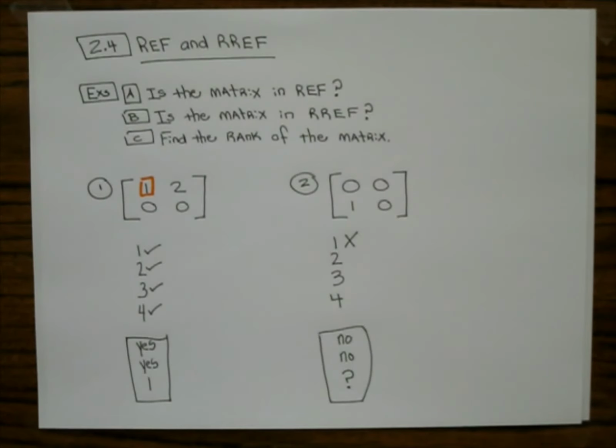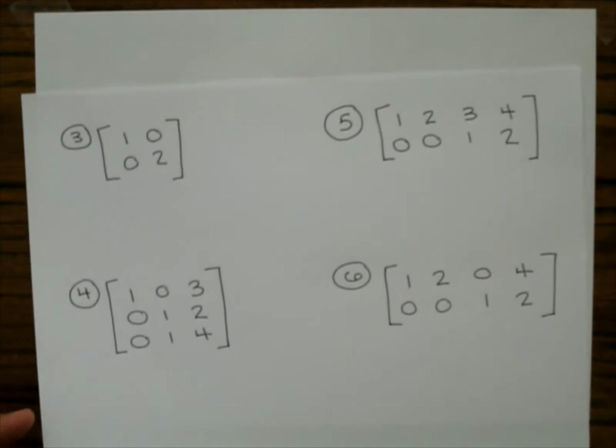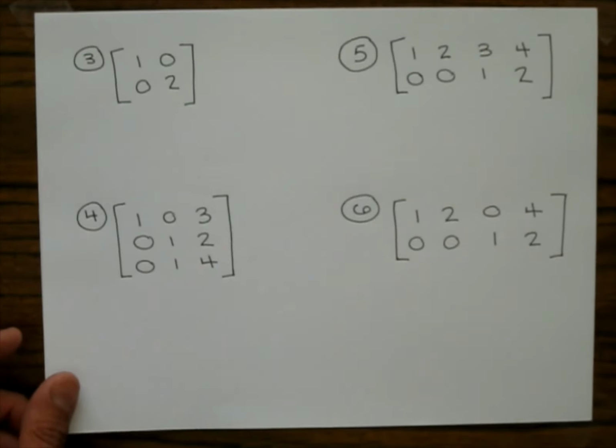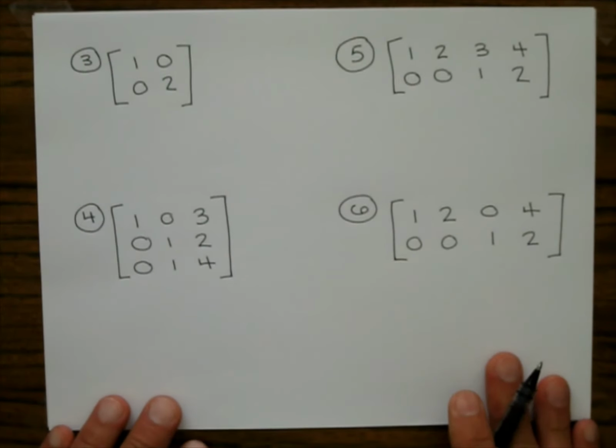Now, this stuff seems very abstract in terms of who cares about row echelon form and reduced row echelon form, but it's going to help us in linear algebra, help us solve linear systems, etc. Okay, so here are the other 4 problems.